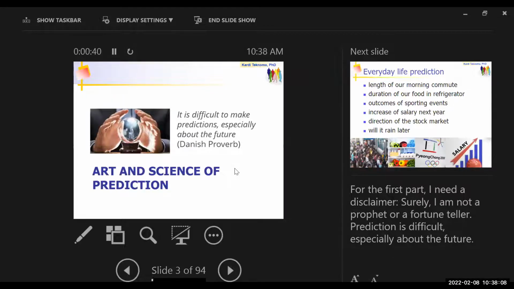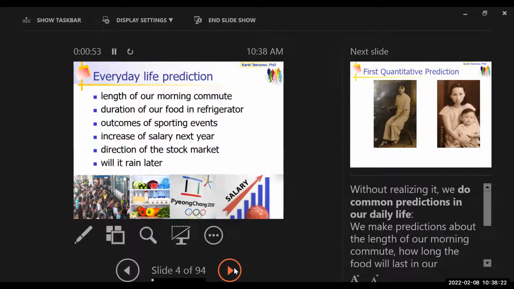So, there is a Danish proverb that said it's difficult to make predictions, especially about the future. Okay, it's irony. So, actually, we do make predictions in our daily life. Without realizing it, we already do a lot of prediction. For example, when you go to the office or you go to your school in campus, you already predicted the length of your morning commute, right?